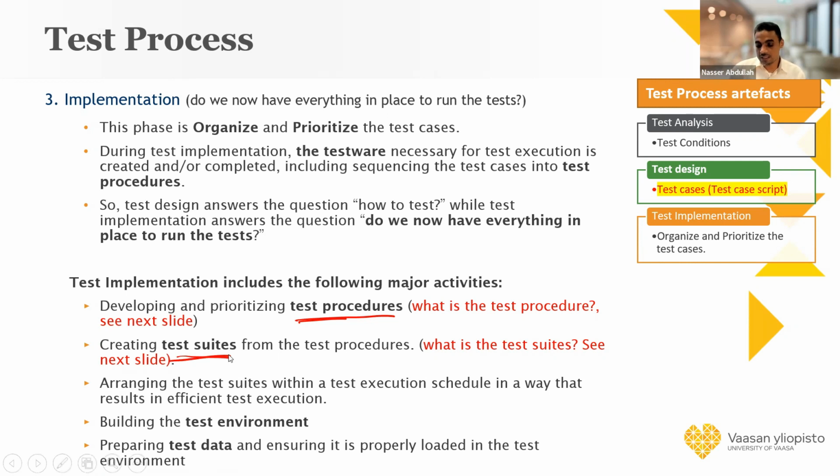In the test implementation, we organize and prioritize the test cases to get ready. Why do we do that? You should not just randomly run the test cases. You have to group your test cases into a procedure or into a test suite. Then the test execution will be effective and efficient, not just running anything. So this is the purpose of test implementation: to get everything ready.